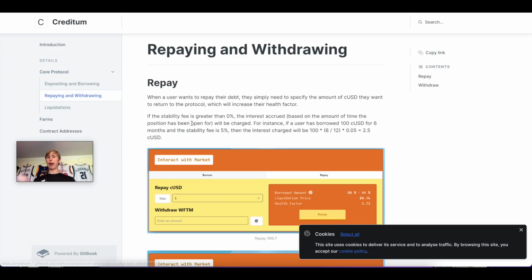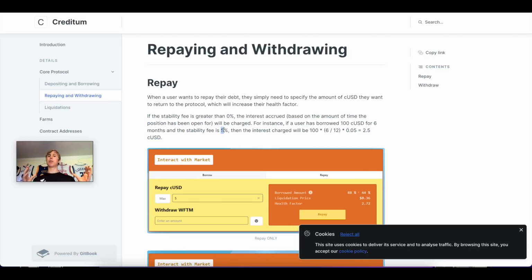Now, when you're repaying and withdrawing, again, like I mentioned to you, there is a 0.5% fee. Now, keep in mind, this is based on a yearly basis. So say, for example, this is the example they gave you, it's 5%.